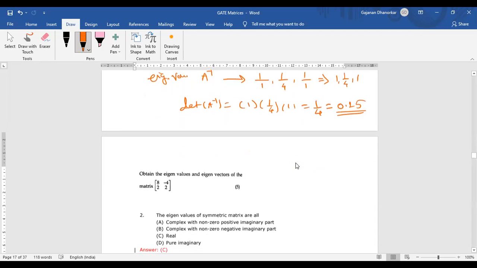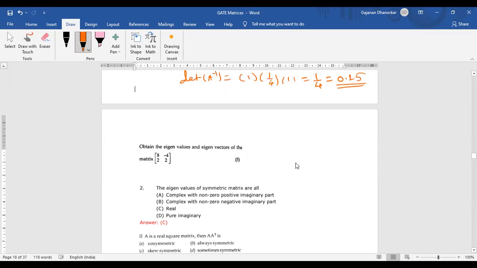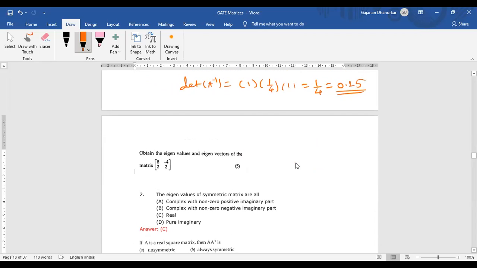My request is that everyone go through eigenvalues and eigenvectors. A problem is sure to come. Obtain the eigenvalues of this matrix. This problem was for 5 marks, from 1993 and 1997. Let us find the eigenvalues; suppose options are given.